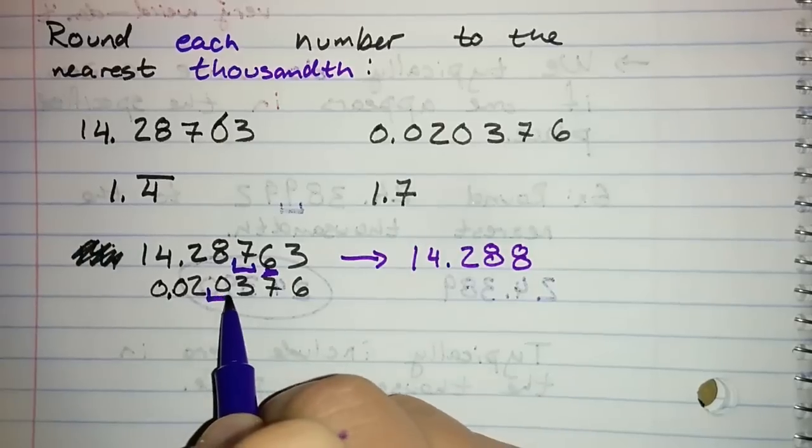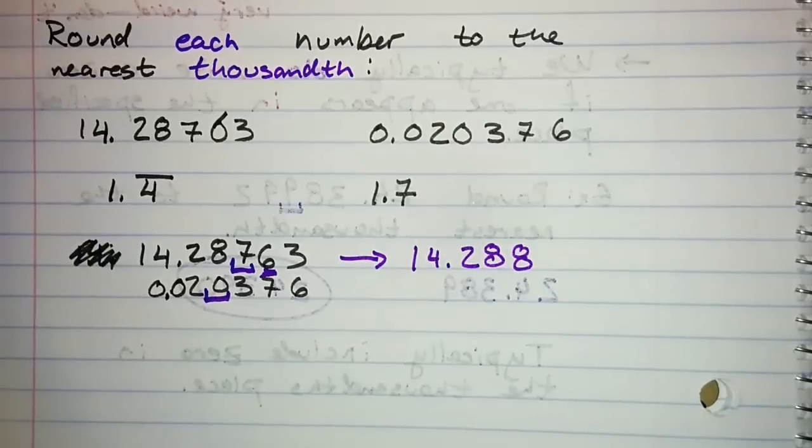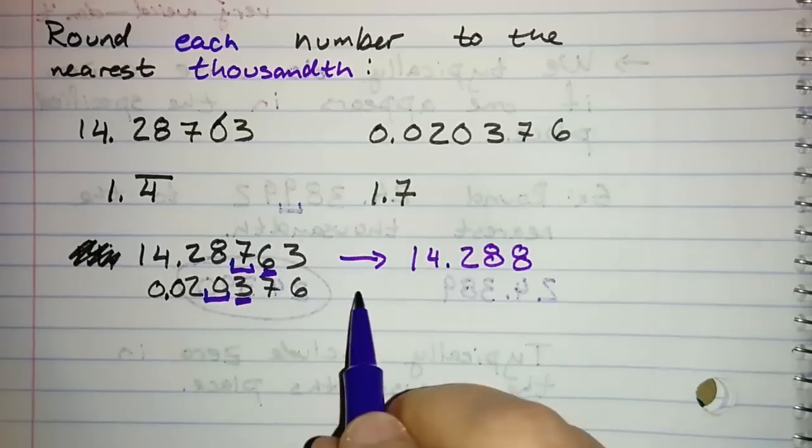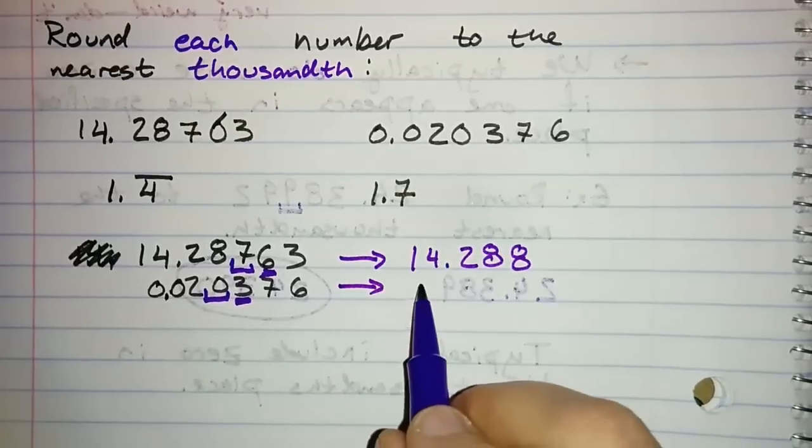0.020376. In the thousandths place, I have a 0. This number is between 0.020 and 0.021. Noting that the next digit is smaller than a 5, I round this to 0.020.